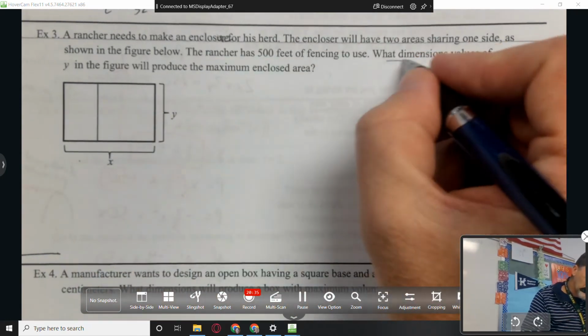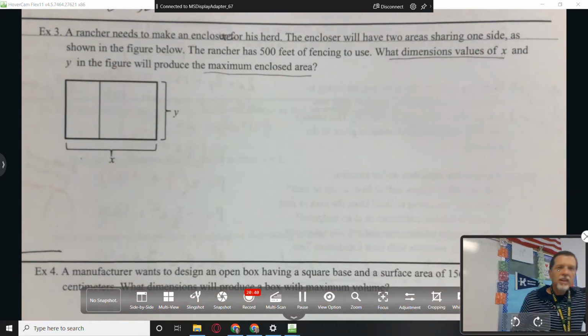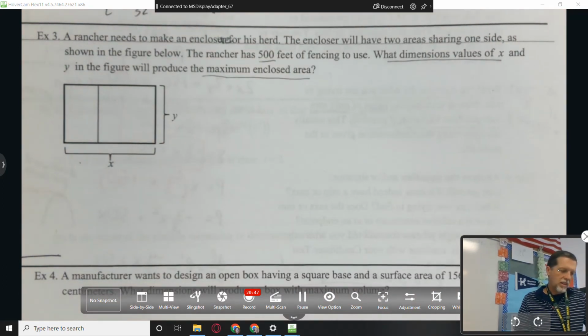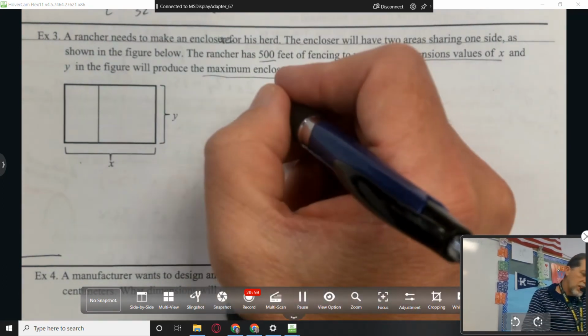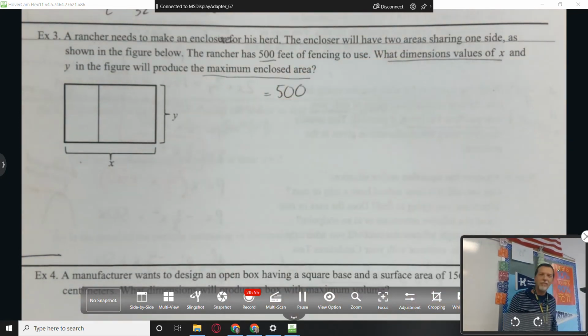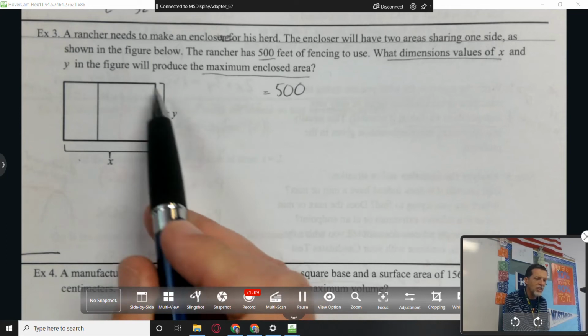What dimensions are we looking for to maximize area? Okay, a lot of stuff going on in this one. 500 feet. Something times X plus something times Y equals 500. So something adds up to 500 because he's got 500 feet of fence, and presumably if he wants to maximize his area, he'll use all of the fence. He's not going to leave half of it in the barn. So what could we do with 500 and these dimensions?